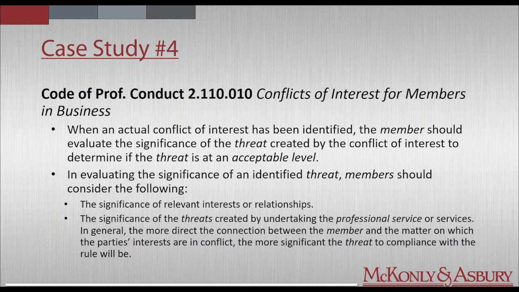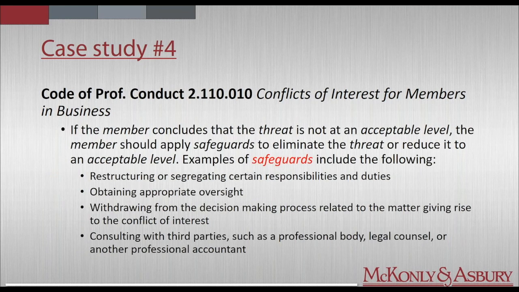And what is the significance to undertaking the professional service? The more direct the connection, the more significant the threat. Again, I think this all supports the obvious conclusion that we have a potential conflict that is at a high level and we need to be concerned about. So what are the safeguards that can be put in place?